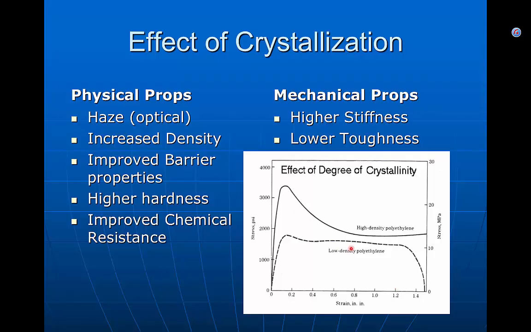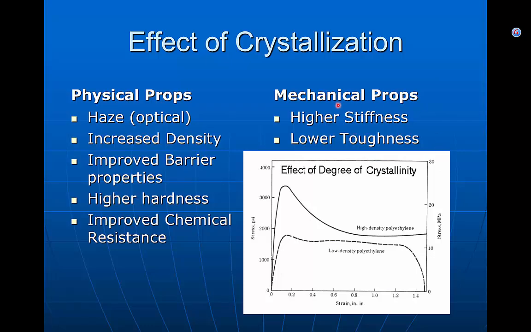Well, optically, it's going to produce haze because the crystals tend to scatter light. And so we have lots of crystals, you're going to get random scattering, you're going to get a hazy behavior. We're packing the molecules more closely together, so density goes up. Diffusion through the system is more difficult, so barrier properties get better. They're not going to flow as easily, so hardness goes up. Chemical resistance improves. So these are all physical effects.